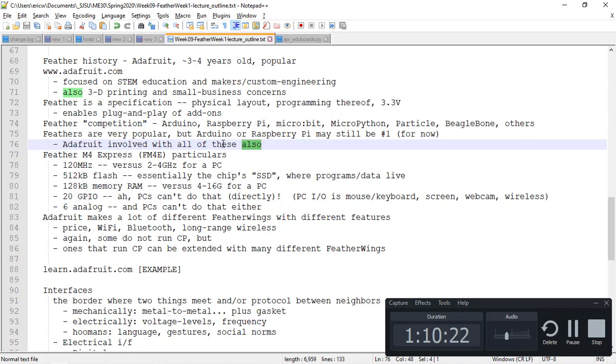That being said, we're going to talk a little bit about the microcontroller board itself. It runs at a clock speed of 120 megahertz. This is much slower.